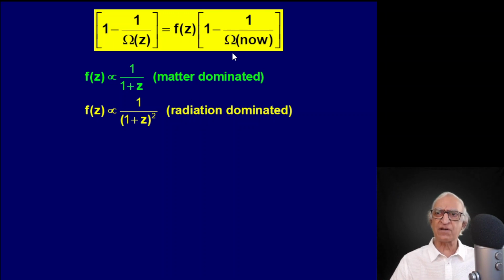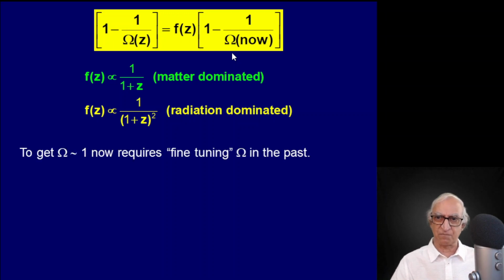Now, why should omega depend on time? Very simple. As the universe expands, the density of matter decreases as 1 over r cubed. Therefore, omega will decrease because the number density is decreasing and the energy density is decreasing. Therefore, to get omega of 0.3 today, which is very close to 1, requires fine-tuning of omega in the past. Omega now is pretty close to 1. In other words, this factor is pretty close to 0. Omega is only 0.3, is very small. In order for that to obtain, this omega at earlier times must have been fine-tuned.